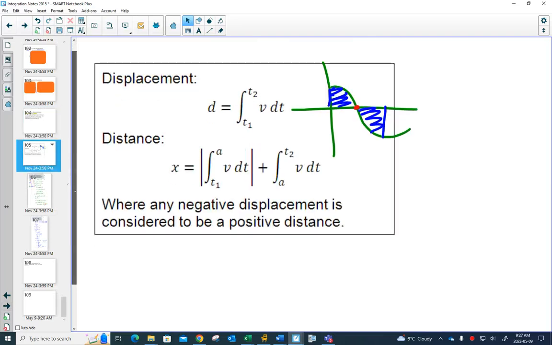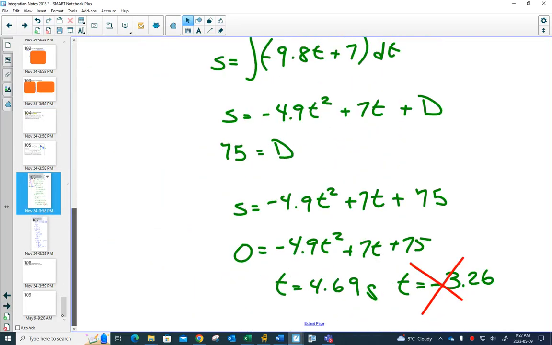There we go. Solving it, you would get 4.69 and negative 3.26. I hope you see that the negative 3.26 has to get thrown out, because it can't have happened 3 seconds before you throw it. That's what that means. Parabolas on a graph always have 2 x-intercepts, but in real life, when you're throwing something, you only have part of that parabola, not all of it. So only the 4.69 seconds makes sense.